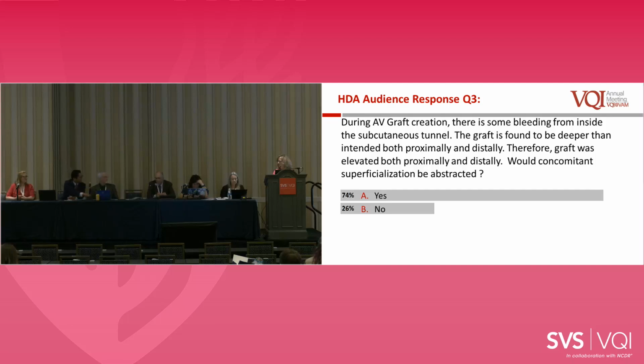I certainly agree with you. Calling it concomitant means an additional procedure. The procedure is you make a superficial tunnel with an AV graft. That is how you intend it. It somehow seems like a takeoff on an AV fistula with a basilic vein fistula, where you might do a concomitant superficialization at the time of the operation. So I'm not sure I understand the question either.